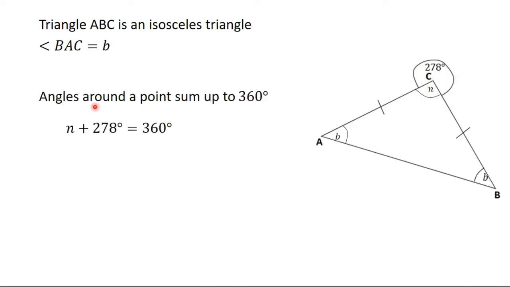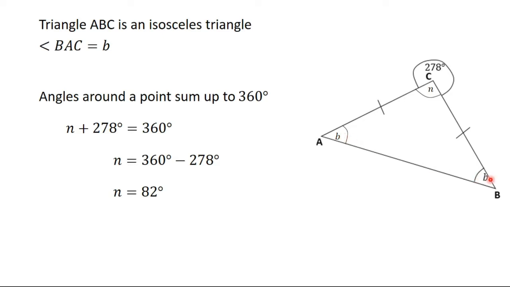So what we are going to say is that angles around a point sum up to 360 degrees. So we have assumed this place to be N. So we are going to say that N plus 278 degrees will give us 360 degrees. From here, we can find N to be 82 degrees. So now we have been able to find this place here to be 82 degrees.